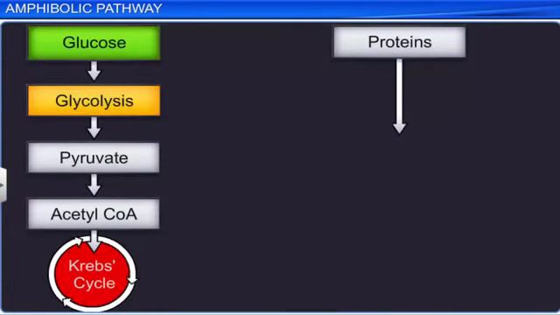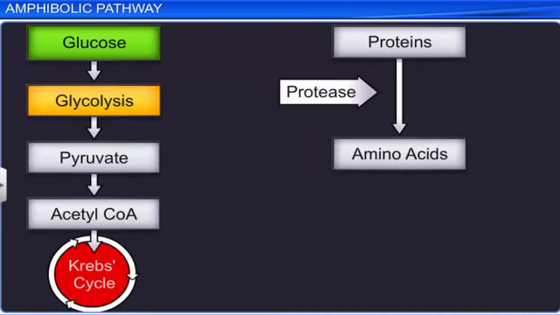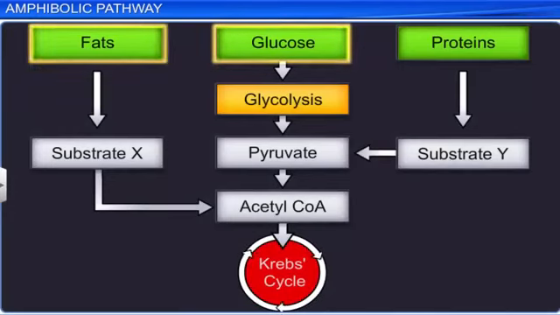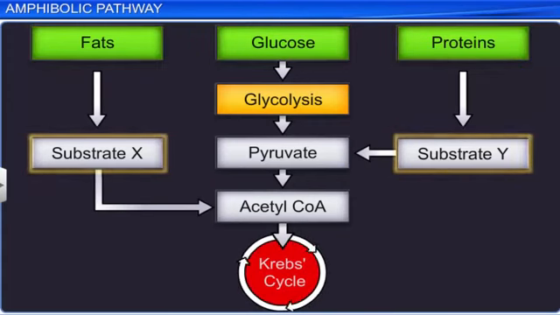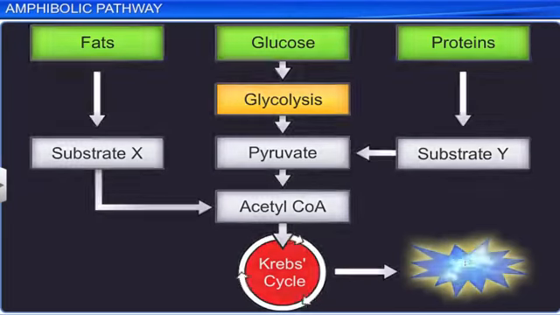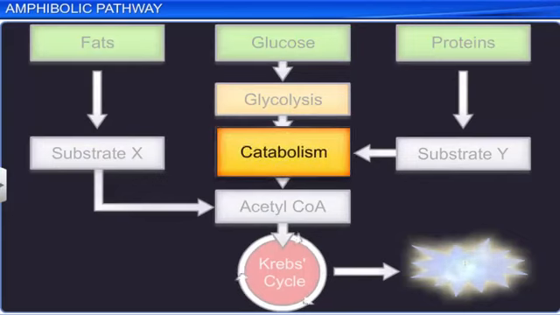Similarly, proteins are broken down by protease enzymes into amino acids. These amino acids are converted into different intermediary substrates of the Krebs cycle, such as pyruvate. Thus, in addition to glucose, plants use fats and proteins as respiratory substrates to produce energy. These processes describe the role of the respiratory pathway in catabolism.